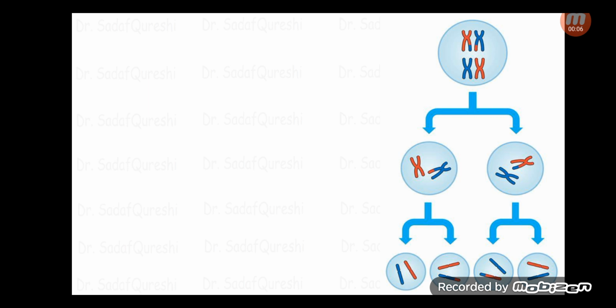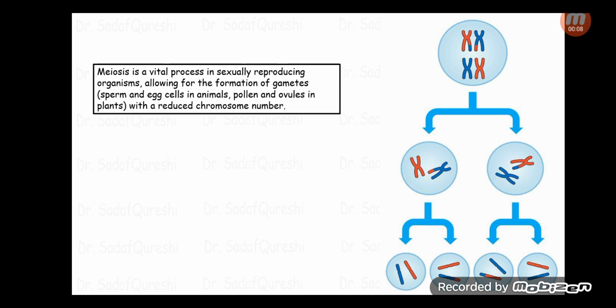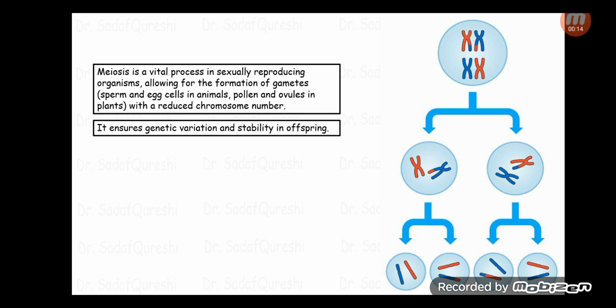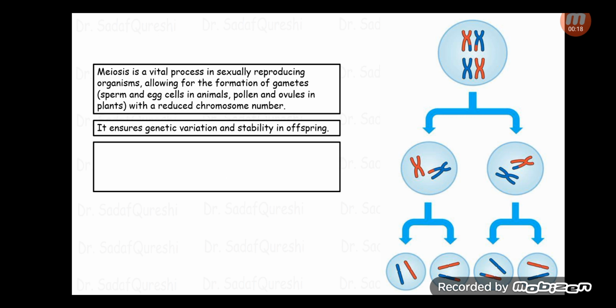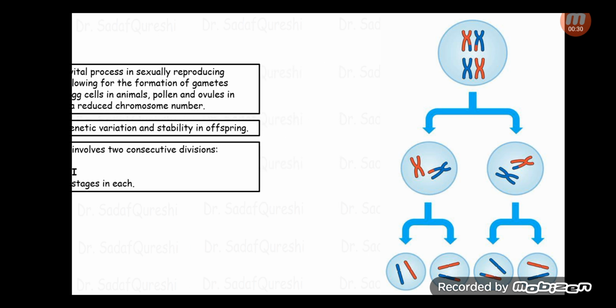Let's start our topic with a bit of introduction. Meiosis is the vital process in sexually reproducing organisms, allowing for formation of gametes with reduced chromosome number. This process ensures genetic variation and stability in offspring, and it involves two consecutive divisions. The first one is meiosis 1 and the second is meiosis 2, both of which have several stages or phases in them.